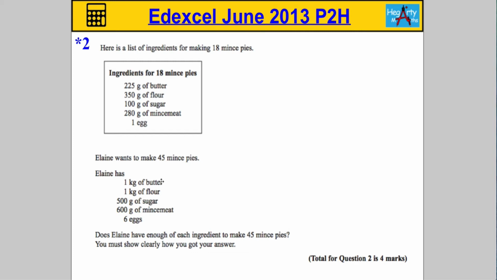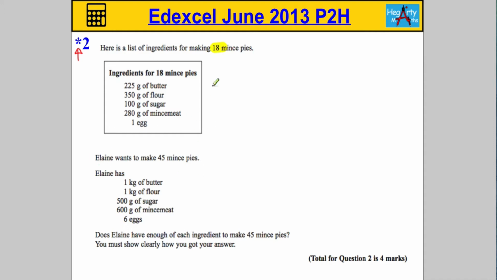Okay, question 2 is another one of these starred questions, which means that the quality of our written communication is being tested here. We're going to have to make sure that we answer exactly what they asked after we do our calculations. So we're given the list of ingredients for making 18 pies. So there we have it there.